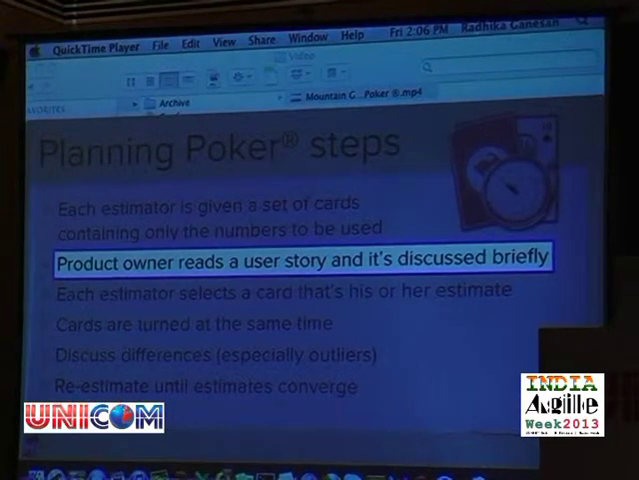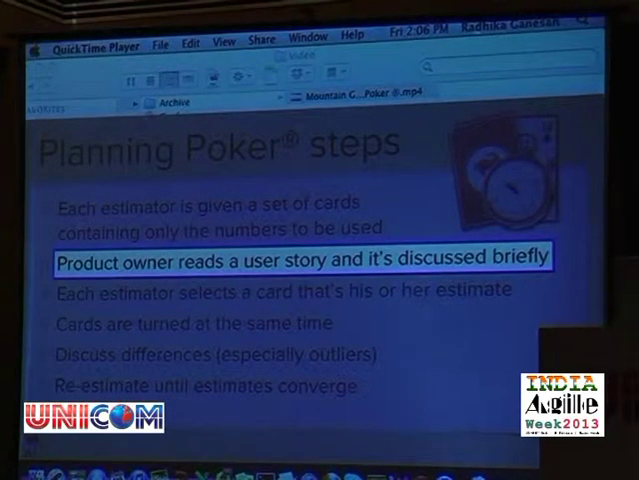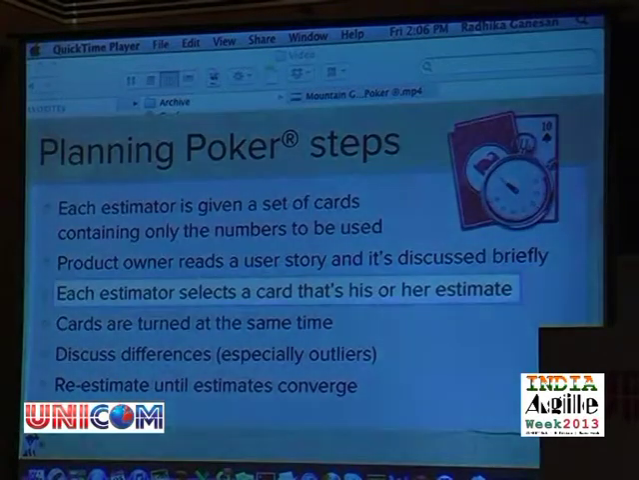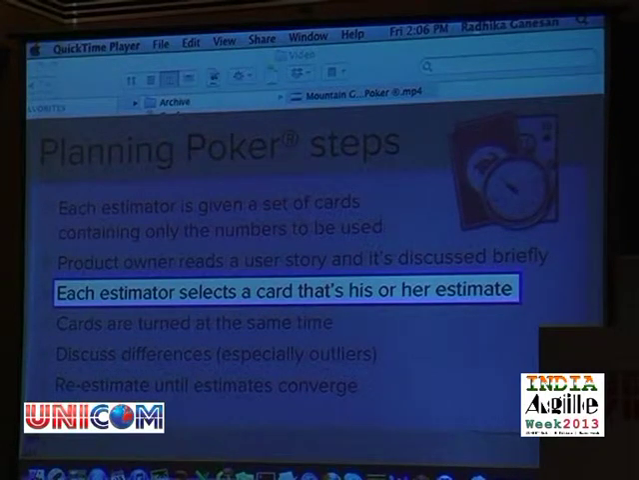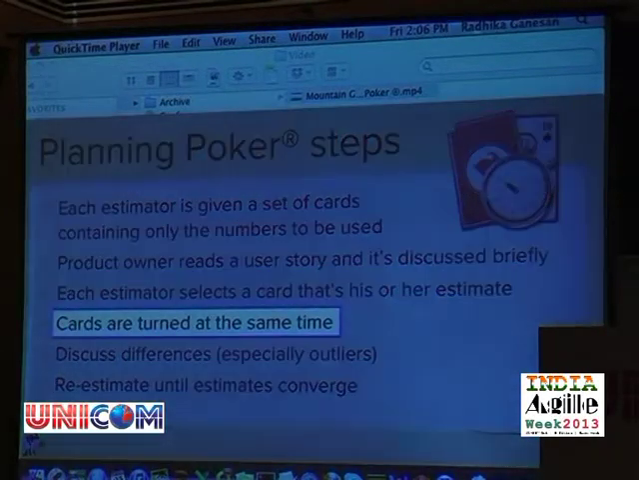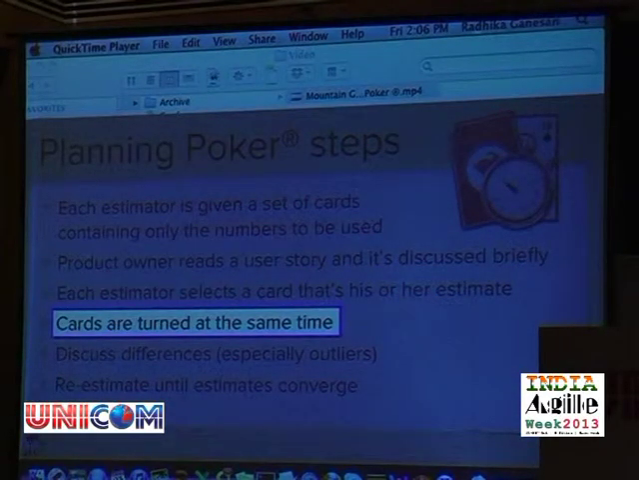Team members ask questions. The product owner clarifies expectations. This can be as short as a few seconds, but it can take as long as needed. Once each team member has decided upon an estimate, they pull that card out of their hand, holding it so no one else can see it. When everyone has picked an estimate, the cards are revealed all at the same time.